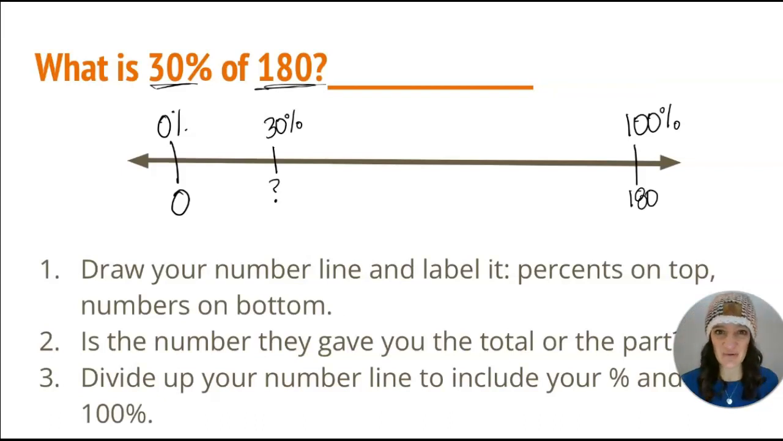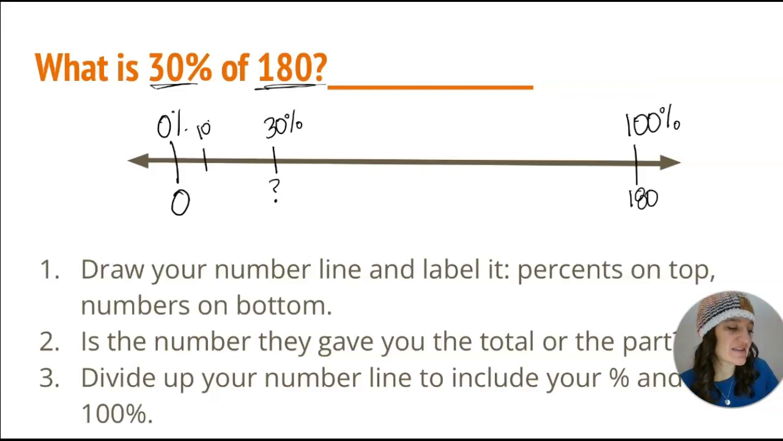We can't count by 20s this time, correct? Because 20, 40, 60, we don't even hit 30%. So we have to hit 30% and 100%. We can't count by 30s because that would be 30, 60, 90, 120, and we would miss 100%. So is there something else we can count by that will hit 30 and 100? We could count by 10% because 10, 20, 30, 40, 50, 60, 70, 80, 90, 100, right? We'll hit both of those.